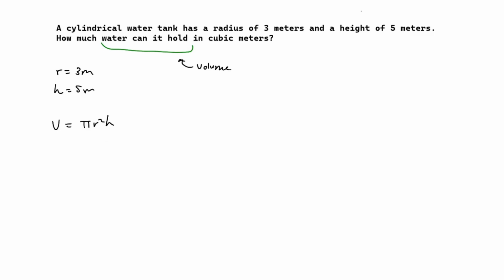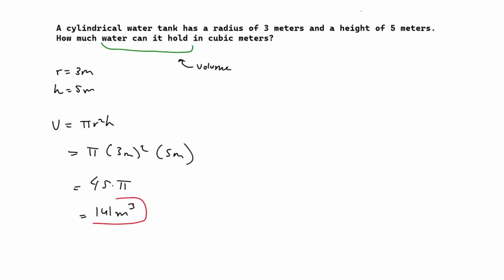So volume equals pi r squared times h. So pi times the radius, in this case, 3 meters squared, times the height, 5 meters. And once you plug this into your calculator, you should get your answer. So pi times 3 squared multiplied by 5 gives us 45 pi, which is equal to 141 meters cubed. That's it to solving this question.